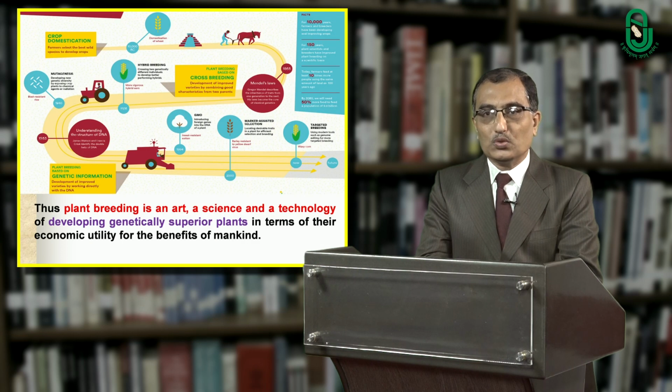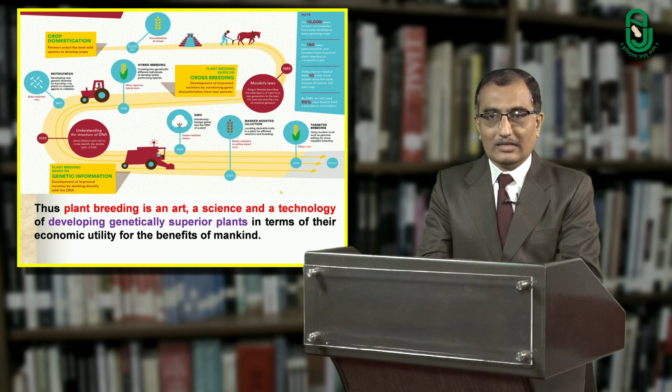Now this slide shows how plant breeding has progressed from art, science and technology of development of genetically superior varieties in terms of economic utility for the benefit of mankind. It starts from domestication, then selection and the rediscovery of the Mendelian principles leads to a science, then it covers hybridization and mutation breeding and genetic modification of the crop plants. But the latest technology leads to the development of plant breeding as a technology using GMO and marker assisted selection.